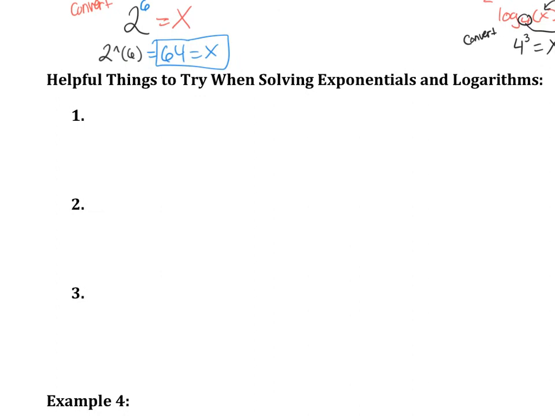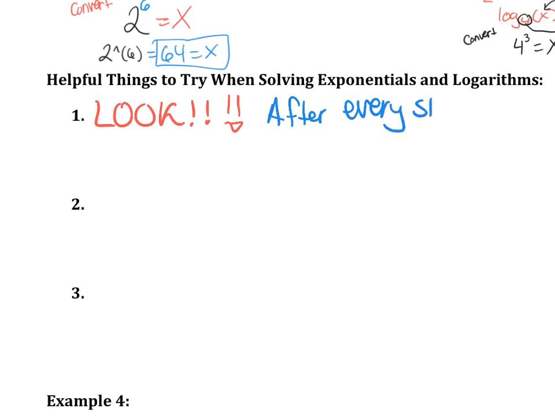So some helpful things to try when you are solving. Since the problems can be set up differently and the x can be in multiple different places, there's not one set process that you need to follow. You kind of just need to try stuff and see what works. So the first thing you want to do is just look at the problem. Sometimes you can figure out what the answer is just by looking at it. After every time you do something, once you convert, look at it, see if you can figure it out. Once you move something around, look at it, see if you can figure it out. So after every step, look to see if the answer is in front of you.